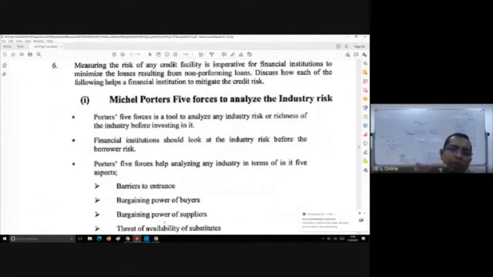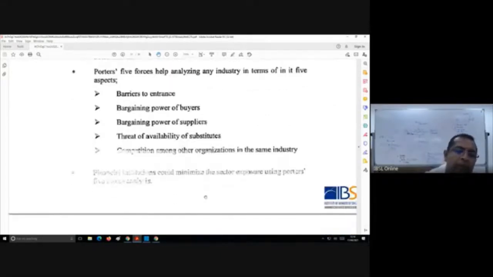Porter's five forces model is a tool to analyze any industry risk or richness of the industry before investing in. Financial institutions should look at the industry risk before the borrower's risk. First, you should know where this borrower operates, whether it is a good or bad industry. Then you look at the person. Porter's five forces model is this, right? You could minimize the sector exposure by using this for sector identification.